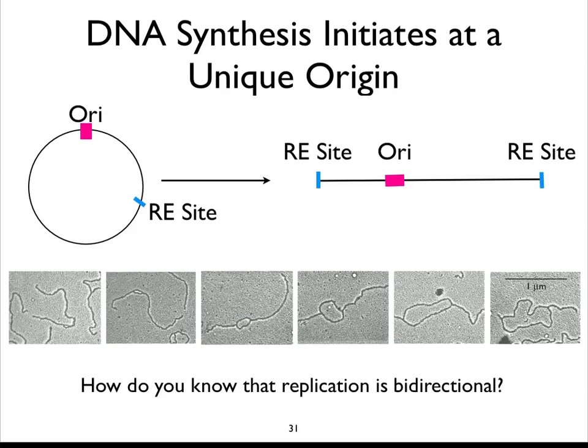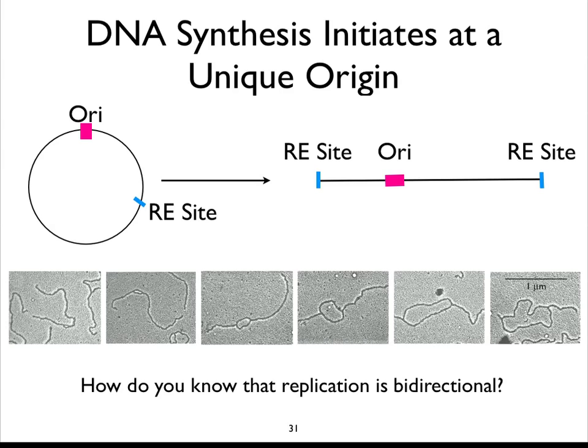Okay, so how do we know that there's a unique site for DNA replication? And this is a very simple, very straightforward experiment that illustrates why a picture is worth 1,000 words. You have a circular molecule. You can linearize a circular molecule if there is a unique restriction endonuclease site in that DNA. So if you take a circle and you cut it once, then you have a linear molecule.